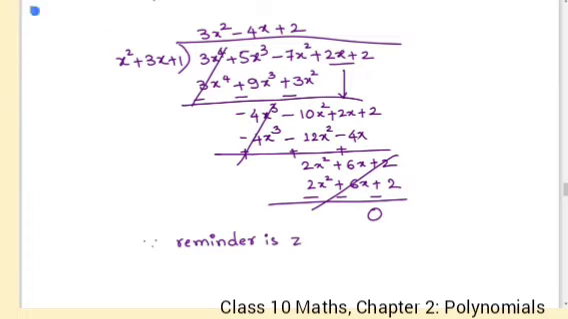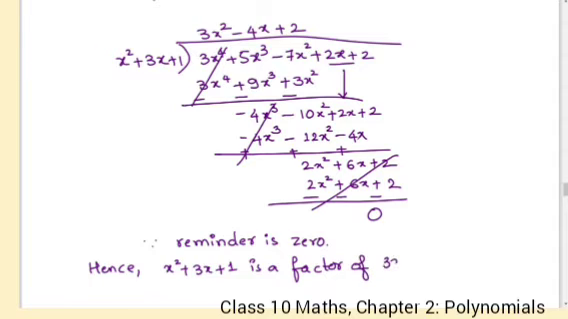Since the remainder is equal to 0, hence x square plus 3x plus 1 is a factor of the polynomial 3x raised to 4 plus 5x raised to 3 minus 7x square plus 2x plus 2.